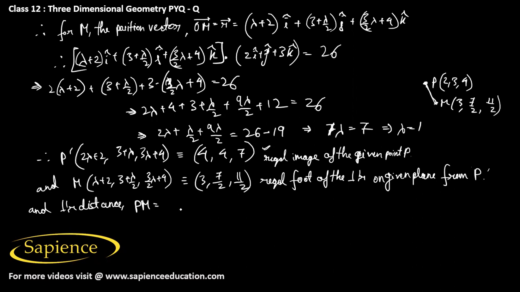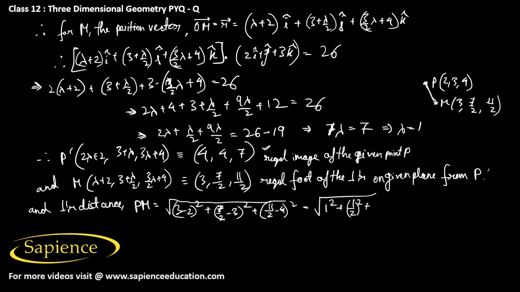So PM length will be square root of (3 minus 2) whole square plus (7 by 2 minus 3) whole square, plus (11 by 2 minus 4) whole square. So this will be equal to square root of 1 square plus 1 by 2 whole square, plus 3 by 2 whole square. So this will be equal to square root of 1 plus 1 by 4 plus 9 by 4. So this is 1 plus 10 by 4, that is 5 by 2.